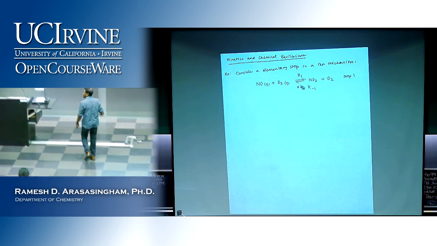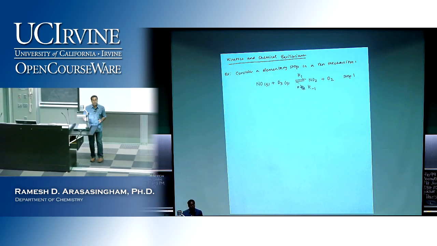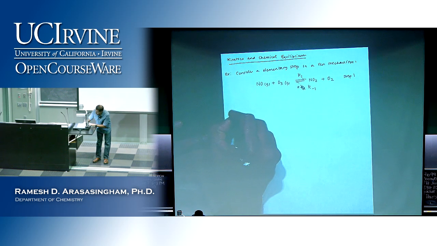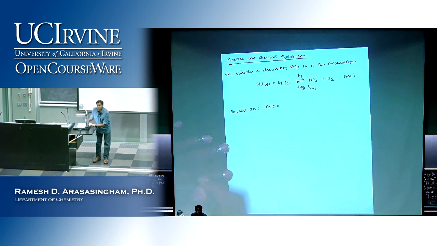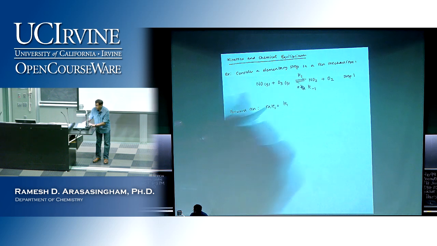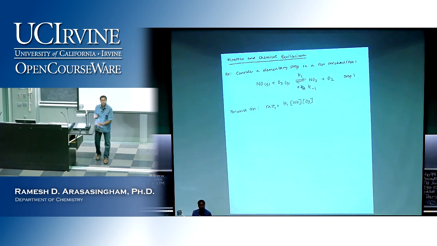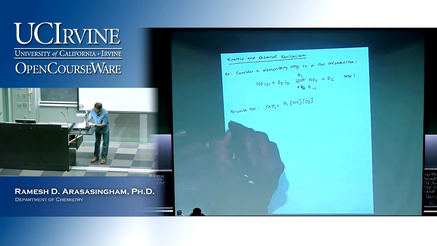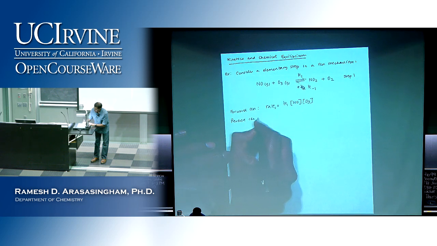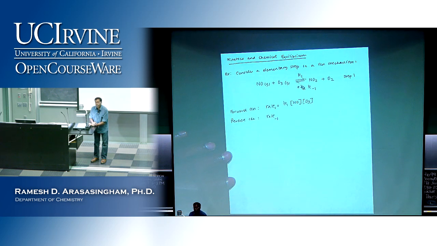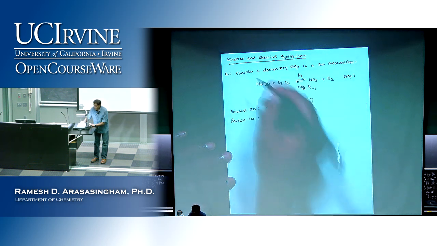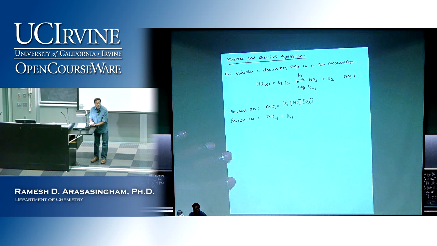So if I take the forward rate, remember this is an elementary step, so I can look at the balanced equation to figure out the rate law. So for the forward reaction, the rate, let's call that rate 1, would equal the rate constant for the forward reaction times the concentrations of the reactants, and it's first order in NO and first order in O3. Okay? Now if I take the reverse reaction, and let's call that rate negative 1, the rate constant for the reverse reaction will be K sub negative 1.